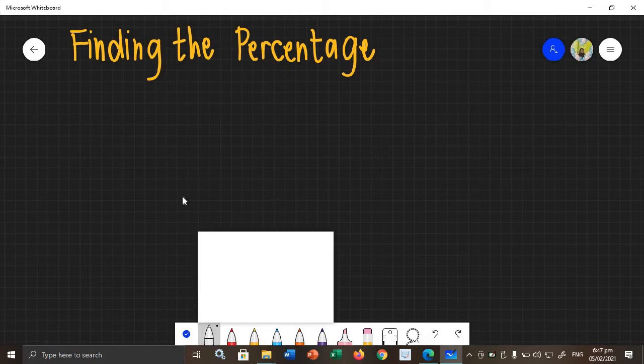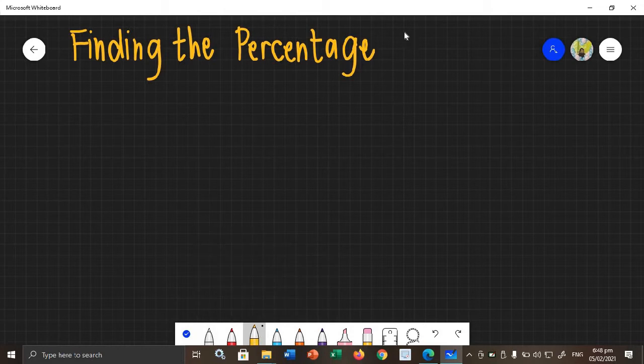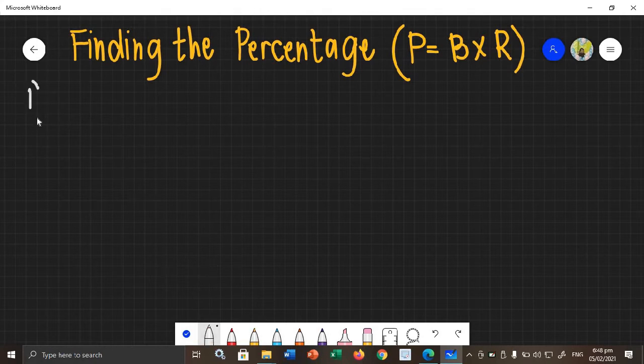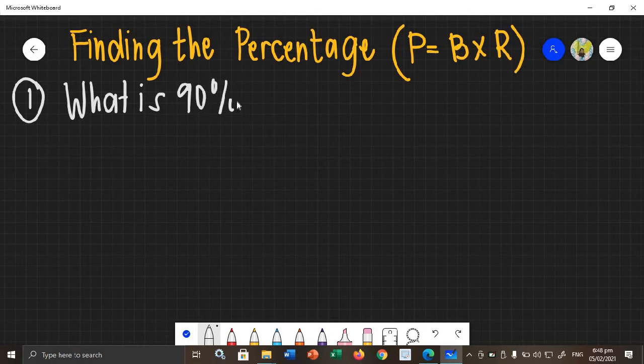So in finding the percentage, just like what we derived a while ago, the formula in finding the percentage is P is equal to B times R. Okay? So let's say this is our sample problem. We have problem number 1. What is 90% of 95?